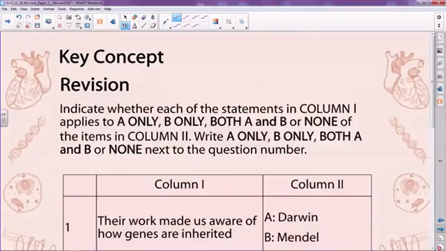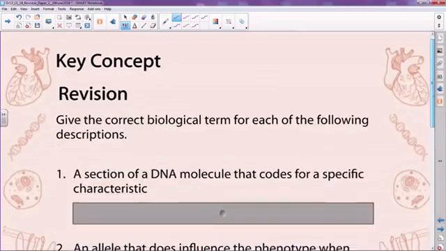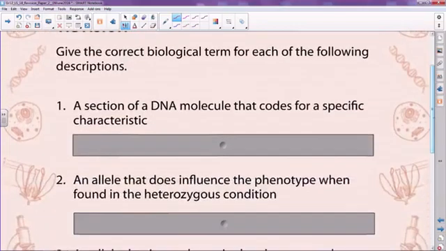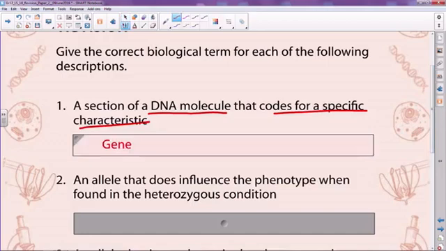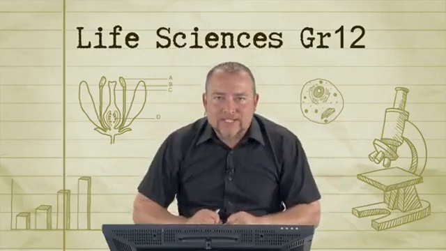Well, let's see how you concentrated. Right, first one: a section of a DNA molecule that codes for a specific characteristic. That's called a gene. And when they're talking about a specific characteristic, it's like, for example, eye color or hair color.